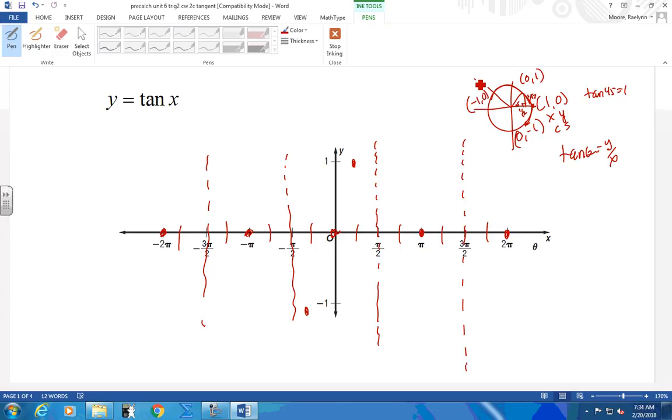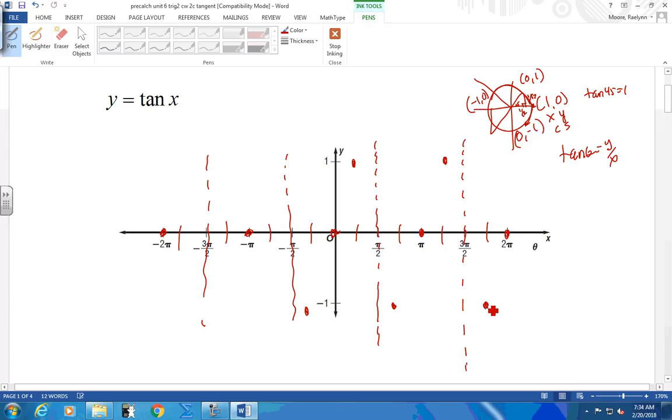Negative 1, because the x is negative, the y is positive. So at 3 pi over 4, right in between here, I'm at a negative. What is the tangent in quadrant 3? A positive 1. I'm only doing 45-degree angles. Okay, quadrant 4, what is the tangent?